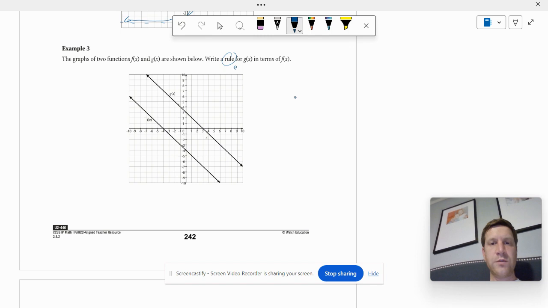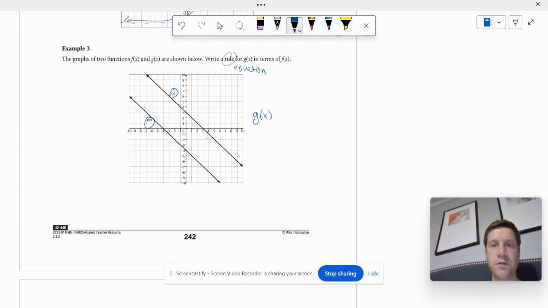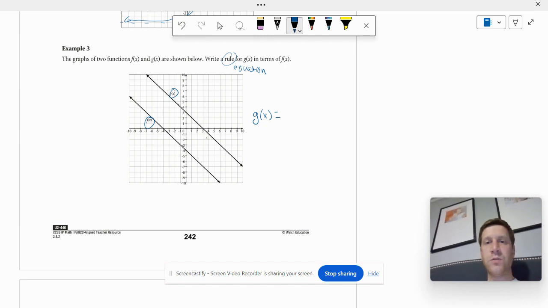Okay. Rule means equation. So I have f of x, I have g of x. I need to write a rule for g of x in terms of f of x. If the rule is for g of x, that comes first. In terms of f of x, that means f of x will be a term in the equation. And then you need to tell me the transformation over here. So g of x equals is the same as saying is. So g of x is f of x, but shifted.